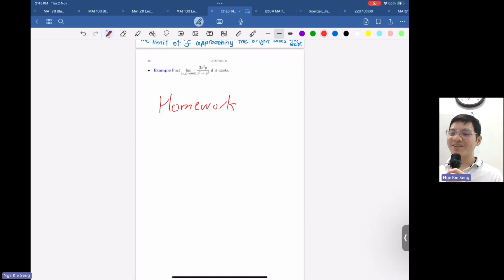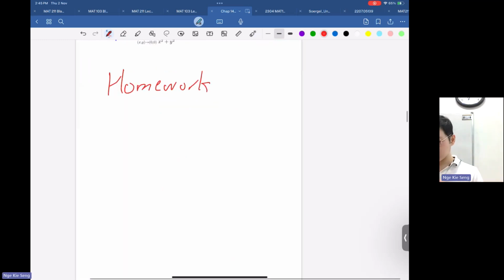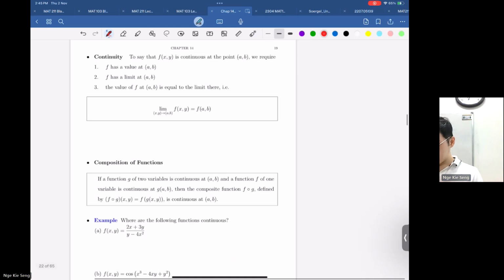Let's take a breath. Finish already, last 5 minutes already. Let's just finish up continuity and then we start partial derivative next lecture. This one is left as homework, and then continuity. We finish up continuity, then we finish. Let's start with the partial derivative.